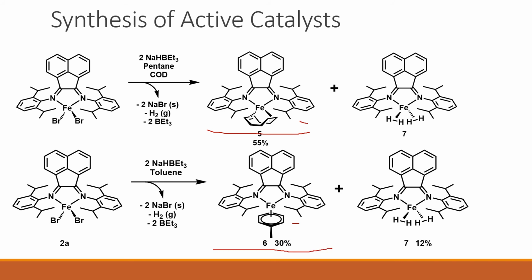Over the course of this year, we succeeded in making these two reduced iron species, the toluene and cod being those binding ligands, and we were able to characterize these to get a bit of a better understanding of their structure and reactivity as well.